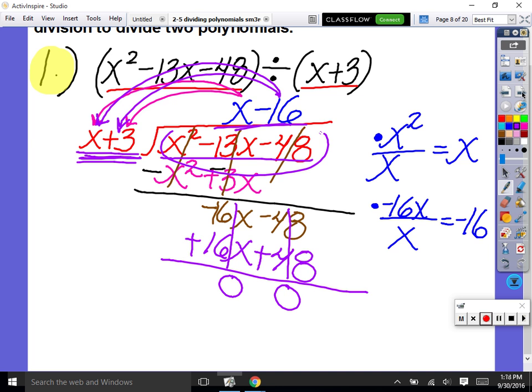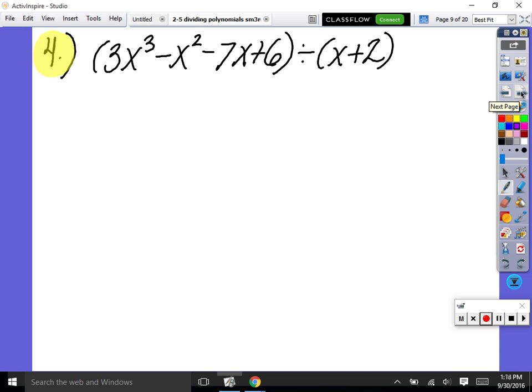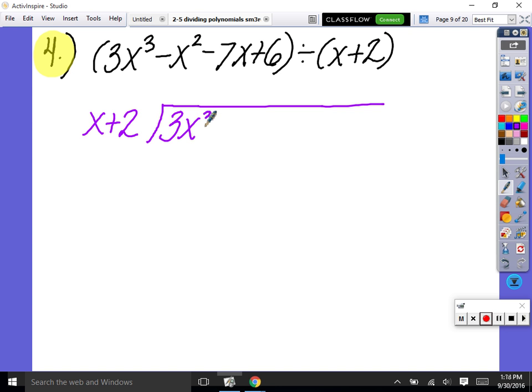Let's do another one. It just takes practice. It's just a long process. You just have to learn how to do it, and it just takes practice. So let's do another one. Here we go. Number 4. So we set up x plus 2 on the outside of our house because that's what we're going to be dividing by. This goes underneath the house: 3x cubed minus x squared minus 7x plus 6. Now, I didn't say this, but I'm going to say it now. Long division always works. You can always divide by long division no matter what to any polynomial.